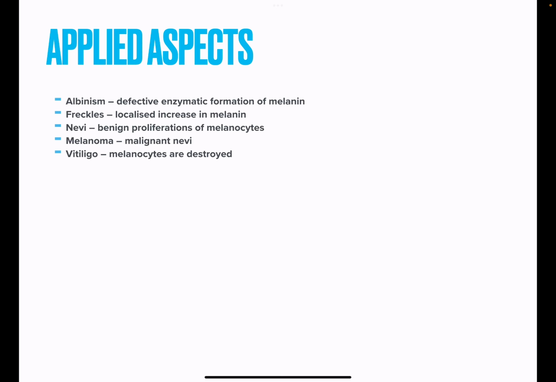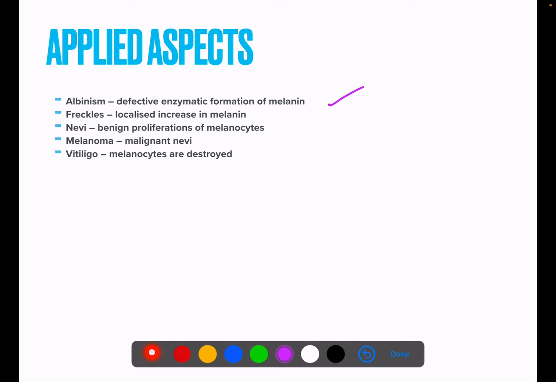Applied aspects: albinism, freckles, nevi, melanoma, vitiligo. Defective formation of melanin: albinism. Freckles: localized increase of melanin. Nevi: benign proliferation of melanocytes. Melanoma: malignant nevi. And then we have vitiligo, where melanocytes are destroyed.